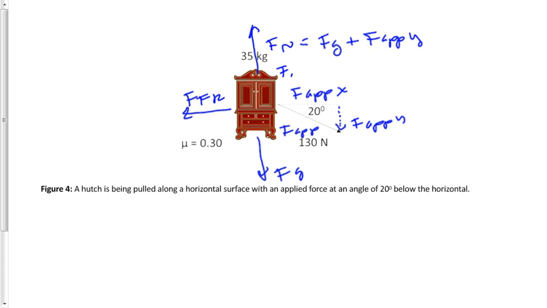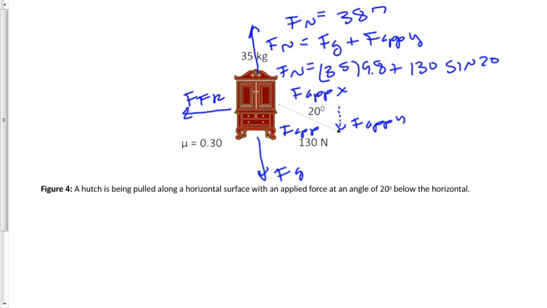So force normal is going to equal 35 times 9.8 plus 130 sine of 20. I'll write this up here for clarity. Force normal does have a value of 387 newtons. Now once again, let's write our force net equation.